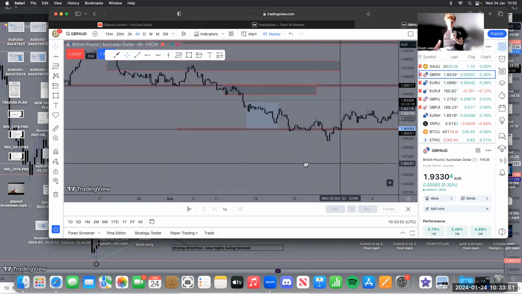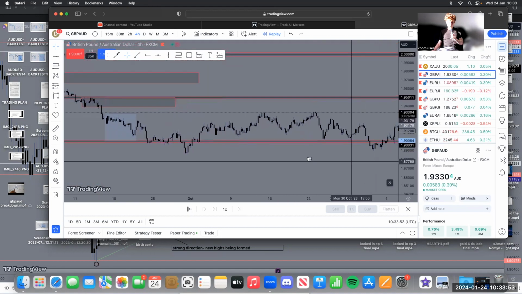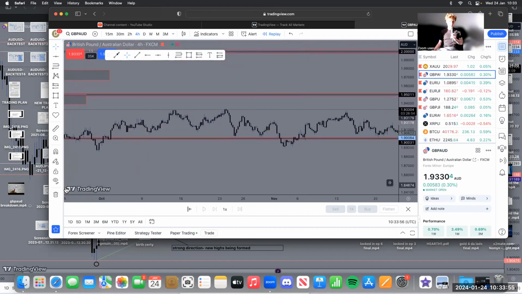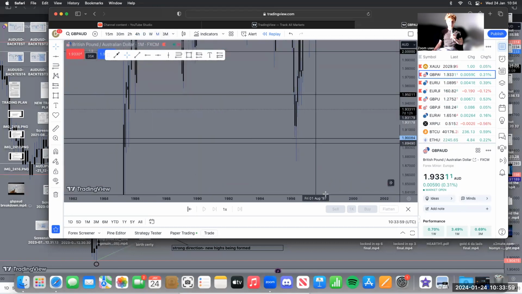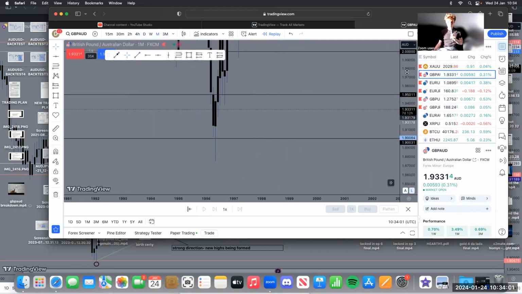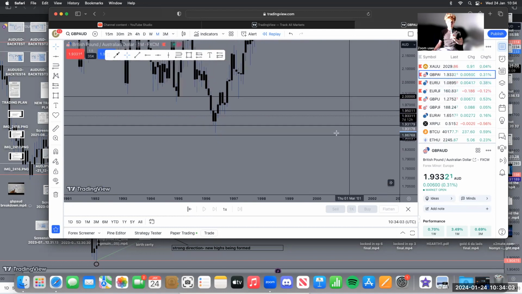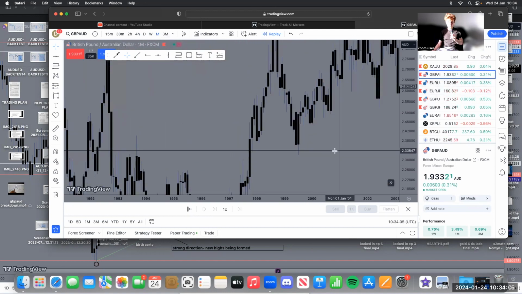So important things to take note of. Psychological levels help with making the charts look way less stressful. Okay, that's the most important thing. So way less stressful.